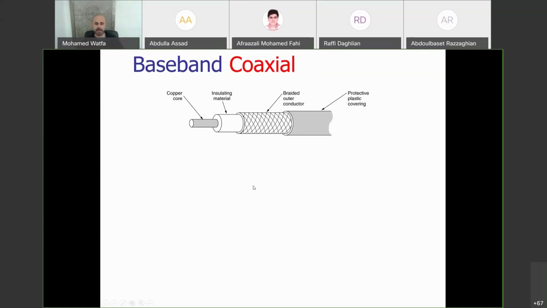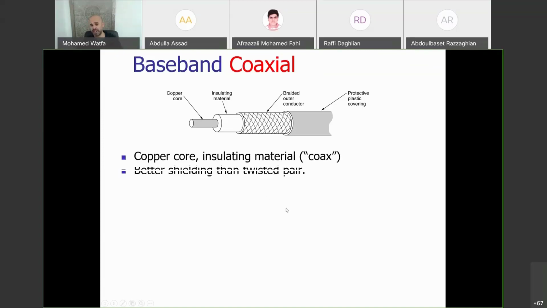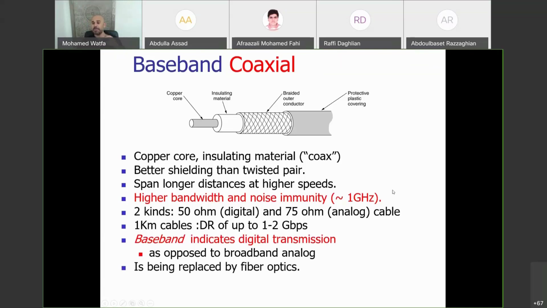Still like before, it has two versions, analog and digital. What you could see now is the bandwidth is more. It could go up to 1 gigahertz. You have to remember, for twisted pair, we're talking about megahertz. Here we're looking at gigahertz. You have the digital and the analog. One we refer to as the broadband, one we refer to as the baseband. Baseband is digital. Broadband is analog. You could see it has different resistances, better immunity to noise.